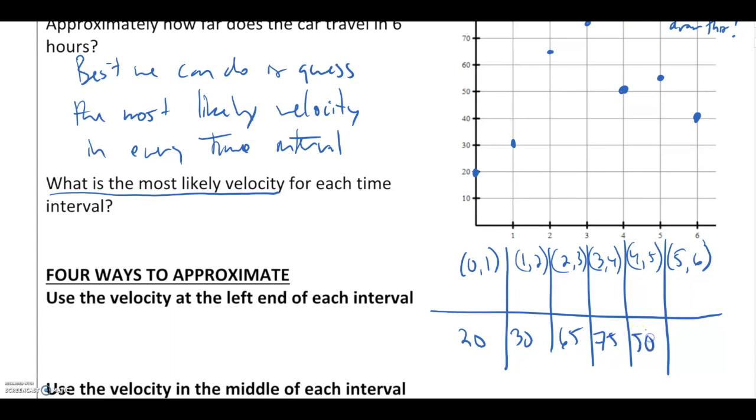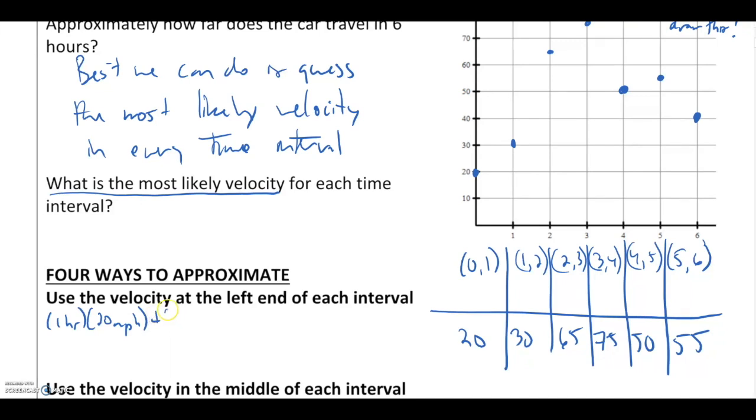4 to 5 will be 50, and from 5 to 6, we'll say it's 55 for the majority of that interval. And so if I wanted to approximate the total distance traveled by this car, I would think for my first hour that I would have 1 hour times 20 miles per hour. Just like we saw with the 60 mile per hour car at the top of the notes, we're just going to break this into 6 smaller problems.